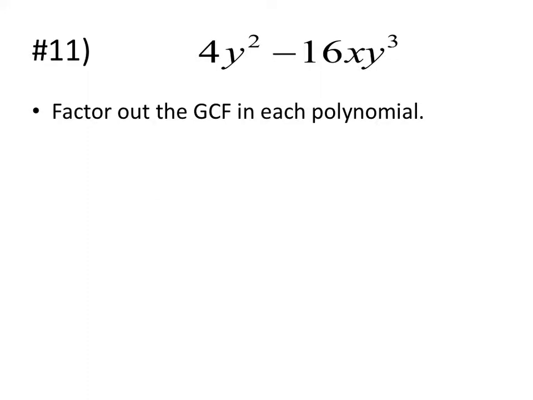Now here we've got 4y squared and negative 16x y cubed. So let's first just look at the coefficients, 4 and negative 16. What's the largest number that they have in common? 4. And now let's look at our variables. We've got y squared here and y cubed here. So we can take a y squared out. So if I divide out 4y squared, what am I left with here? What is 4y squared divided by 4y squared?